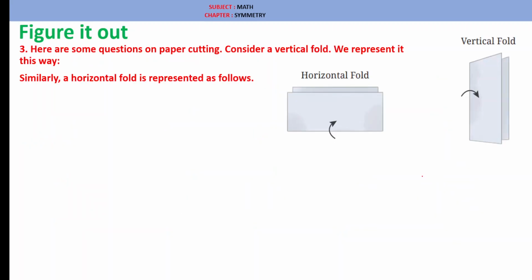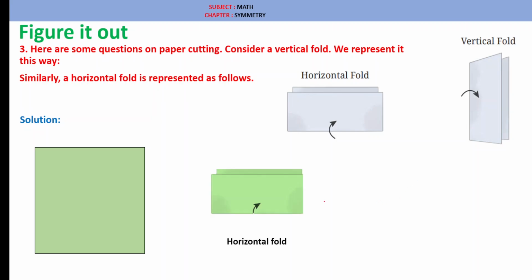Figure it out. Here are some questions on paper cutting. Consider a vertical fold. We represent it this way. Similarly, horizontal fold is represented this way. So let us take a paper here. Then fold it up horizontally. This is called a horizontal fold. Fold it up vertically. This is the vertical fold.